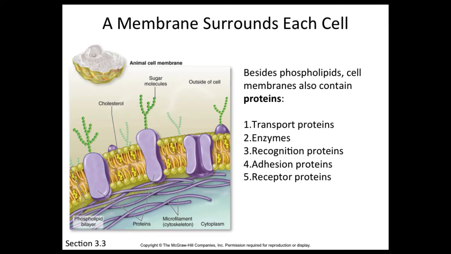Besides phospholipids, cell membranes also contain proteins, and the proteins are usually represented as these big purple blobs. Here we can see large proteins embedded in this cell membrane. There are several different functions of these proteins, including transportation, enzymes, recognition, adhesion, and reception of different types of molecules.